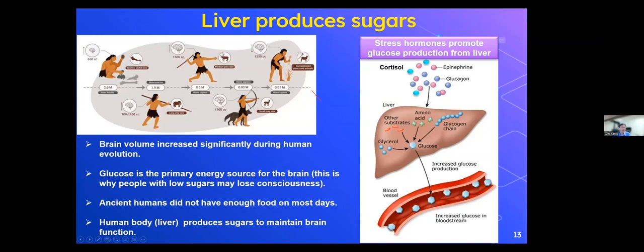In ancient humans, most of the days they didn't have enough food. They had to go look for food, so they were hungry most of the time. So to maintain brain function, the body, specifically the liver, would produce sugars for them to maintain the sugar levels and for normal brain function. At that time, it was very important.